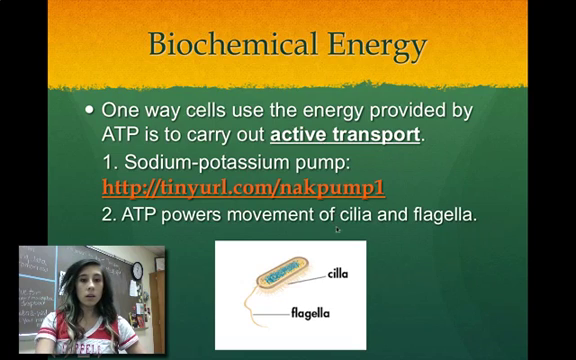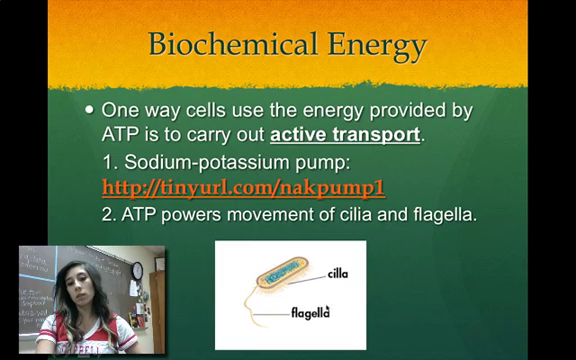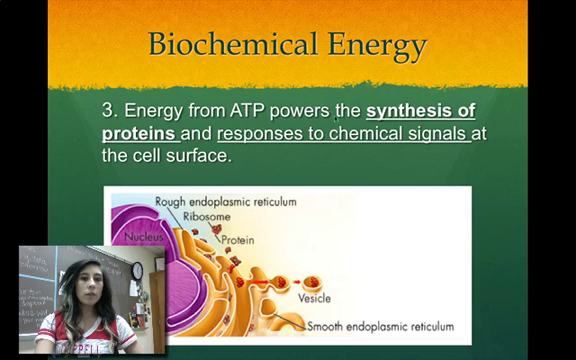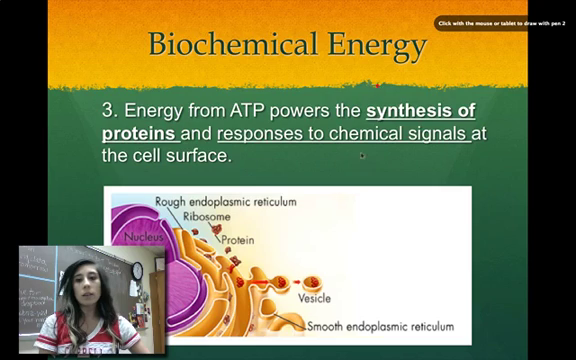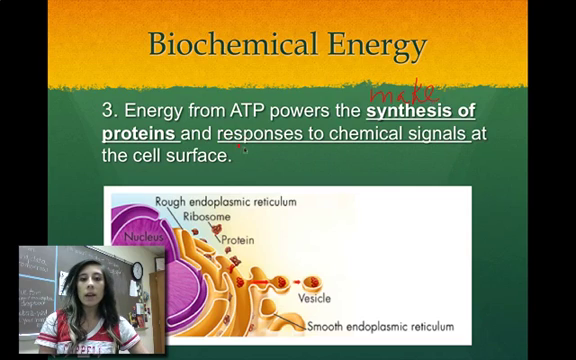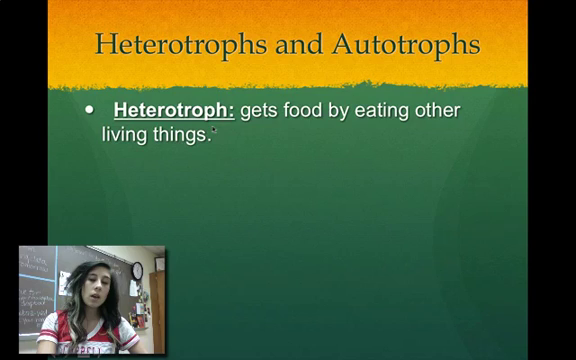Secondly, we do see ATP that powers the movement of cilia and flagella. So anytime this bacteria wants to move, it's going to utilize ATP. Another type of biochemical energy is that which we see from synthesis, which is the production. To synthesize something just means to make, right? The making of proteins and any sort of response to chemical signals at the cell surface are going to utilize our energy from ATP.